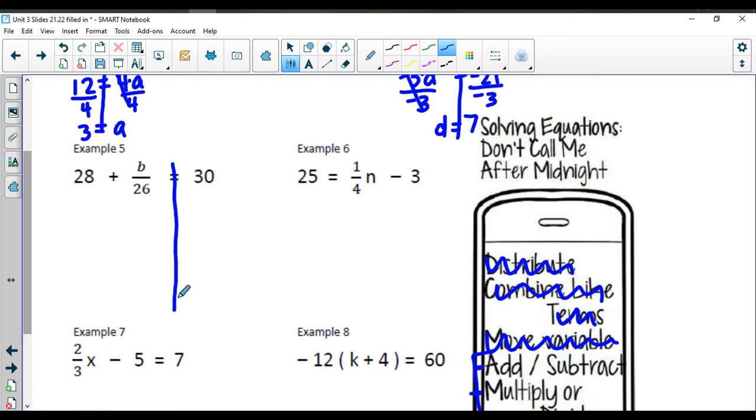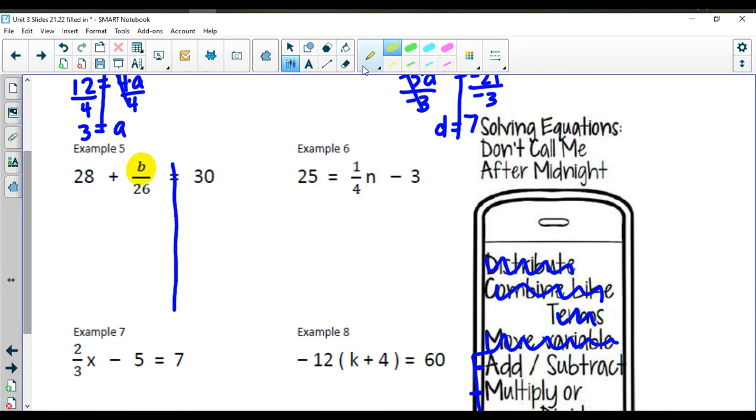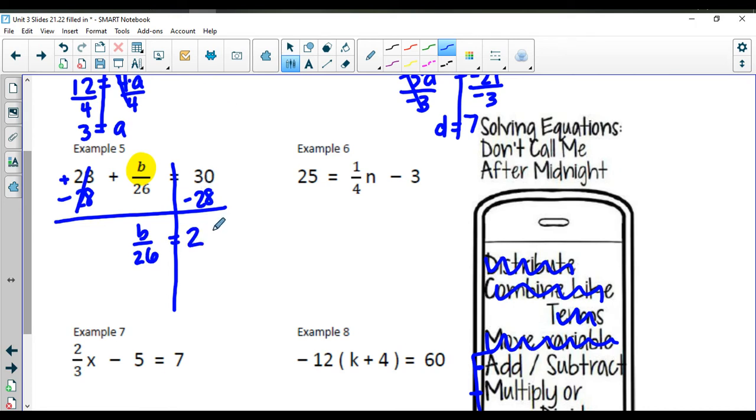Example 5 is one that has division in it, and I know that because I see this fraction bar and it involves my variable. So I'm going to deal with this 28 first. Again, just like the last example, there's nothing in front of it, so it's going to be a positive. So I'm going to subtract the 28 from both sides. I'm going to bring down b over 26 equals 30 minus 28 is 2.